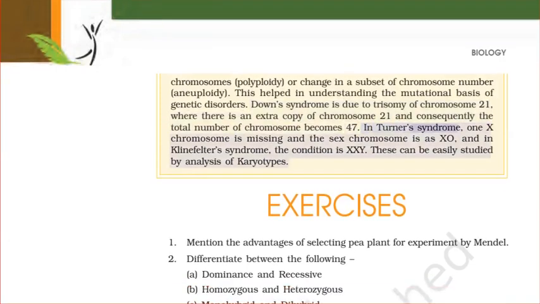In Turner syndrome, one X chromosome is missing and the sex chromosome constitution is XO. And in Klinefelter syndrome, the condition is XXY. These can be easily studied by analysis of karyotypes.